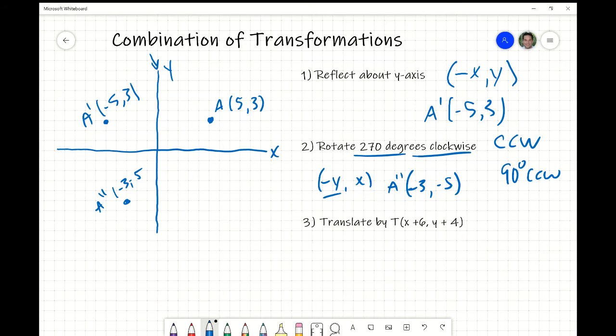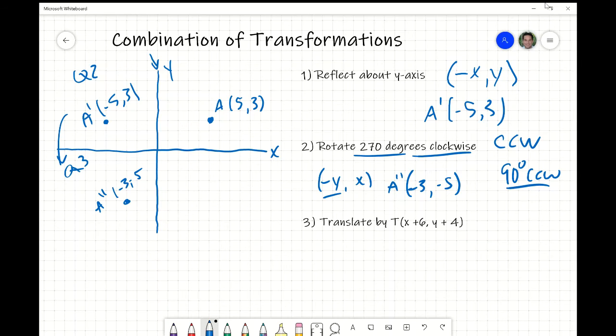And that makes sense because we move from Q2 counterclockwise 90 degrees, which takes us into Q3, right? We move one quadrant. Actually, let's do the last one.